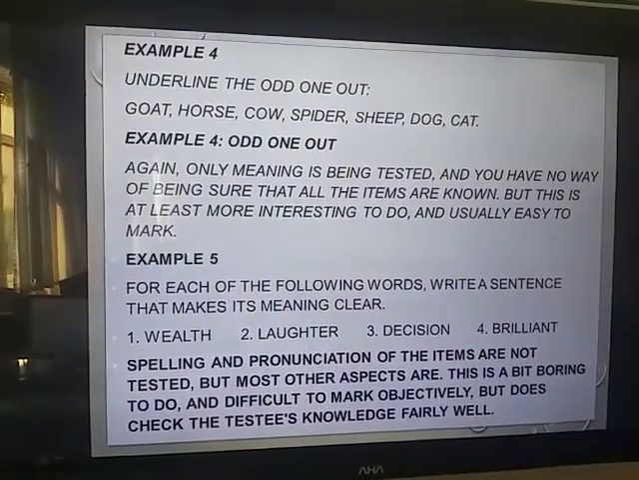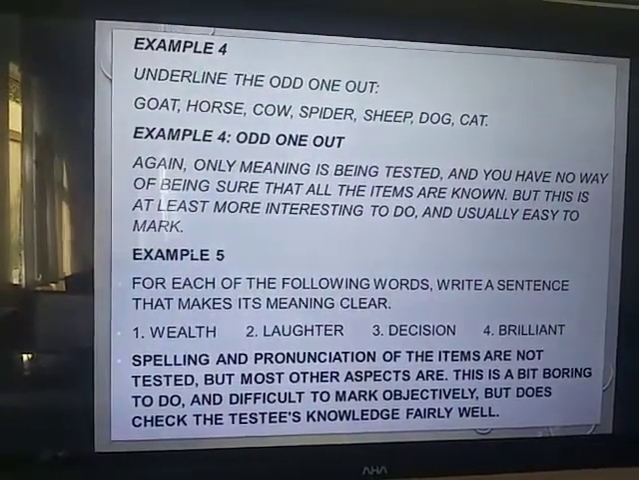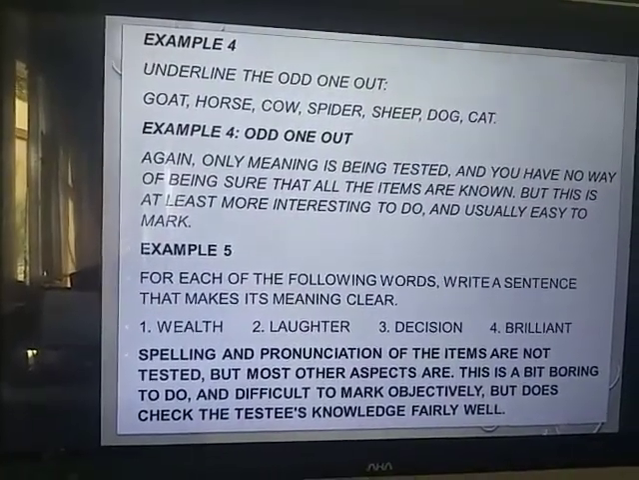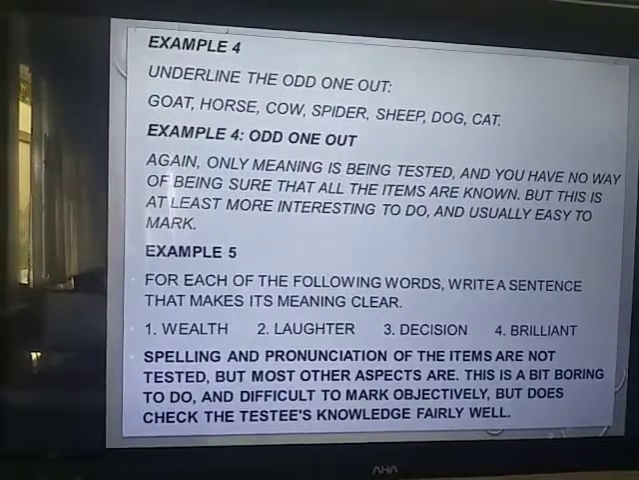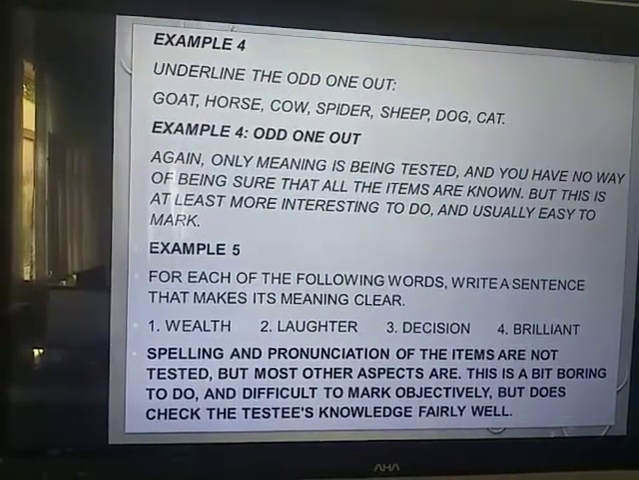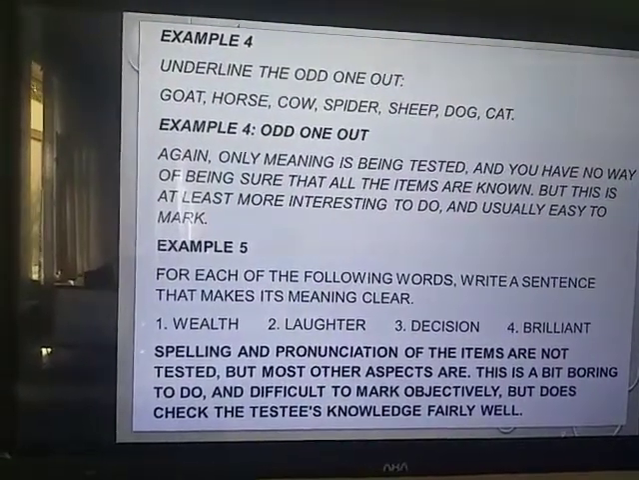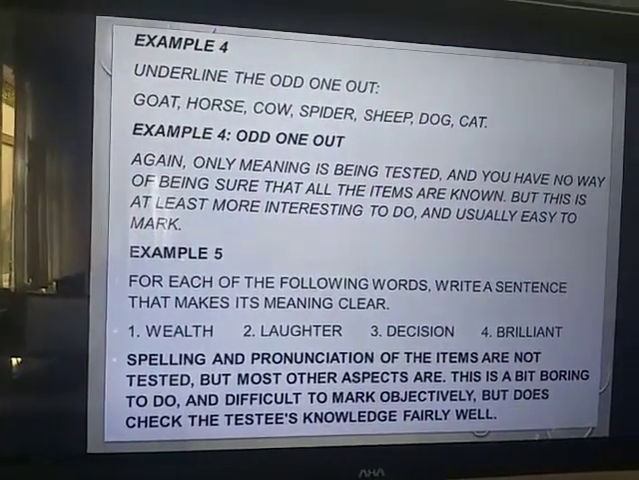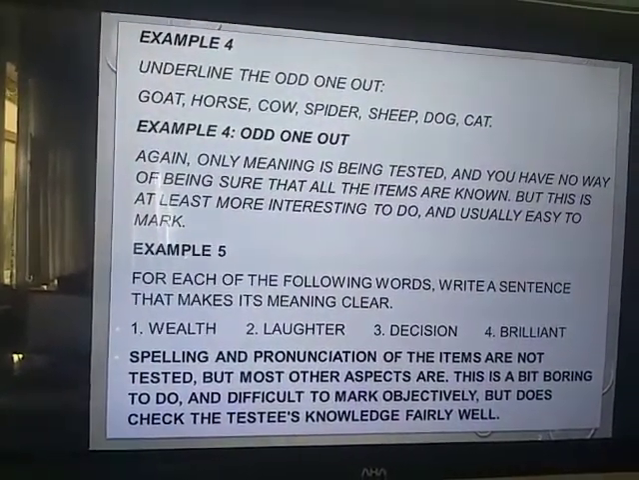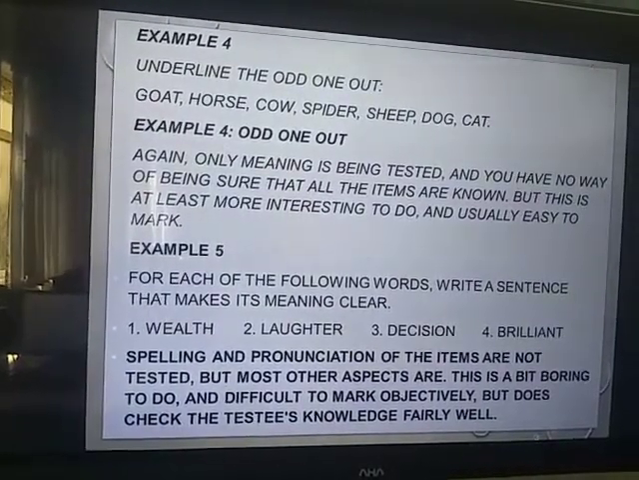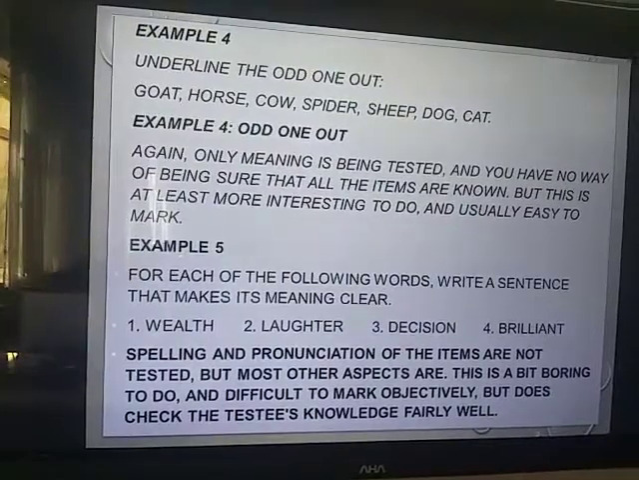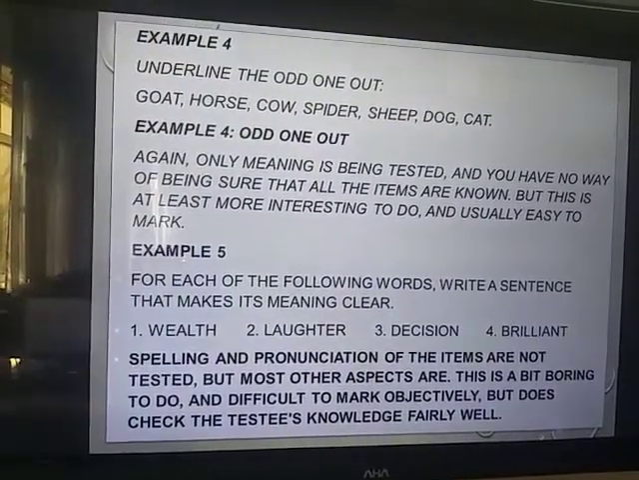The next example: underline the odd one out. There are given some words and learners should underline the odd one. Example 4, again only meaning is being tested and you have no way of being sure that all the items are known, but this is at least more interesting to do and usually easy to mark.